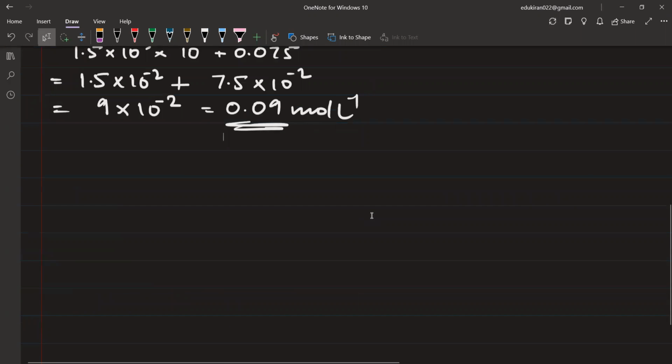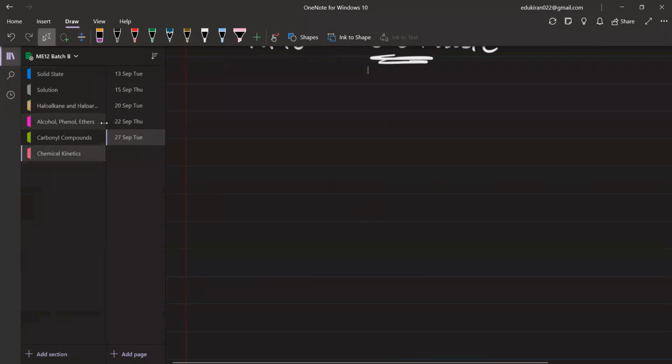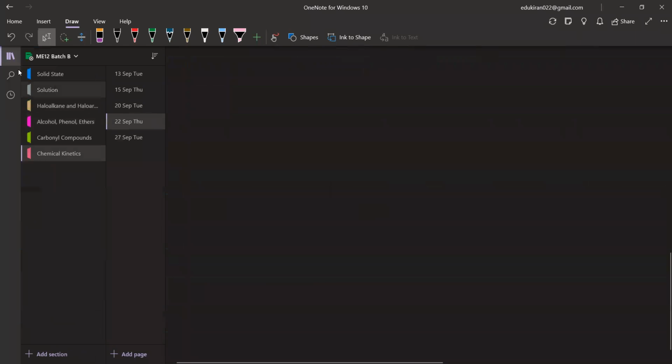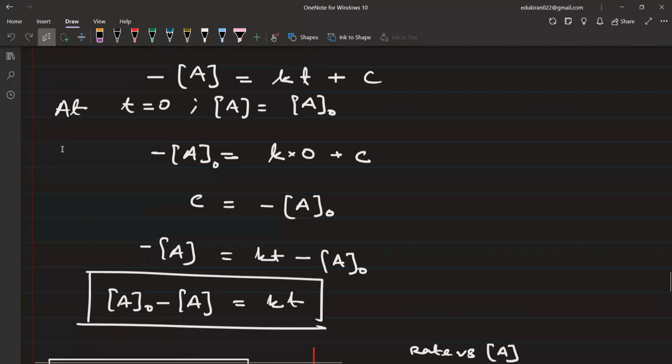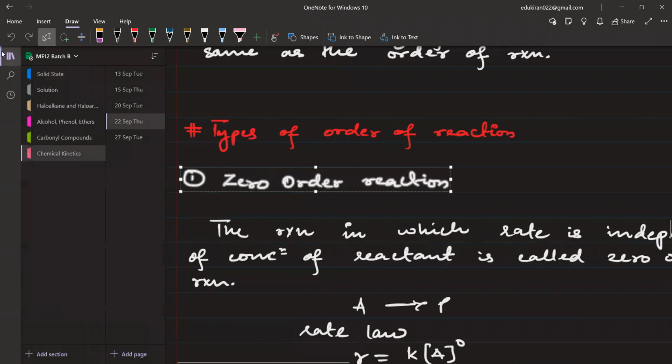Let's please write first order reaction. Okay, so in the last class, we learned about the integrated rate law equation for the zero order reaction. Now write first order reaction.